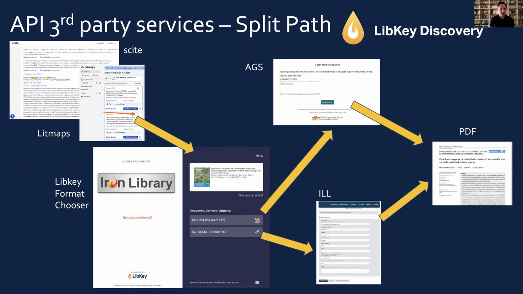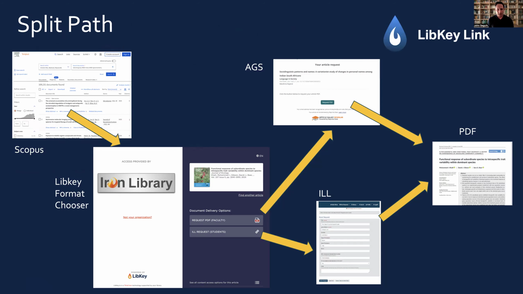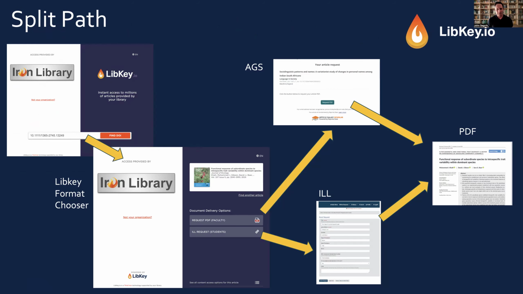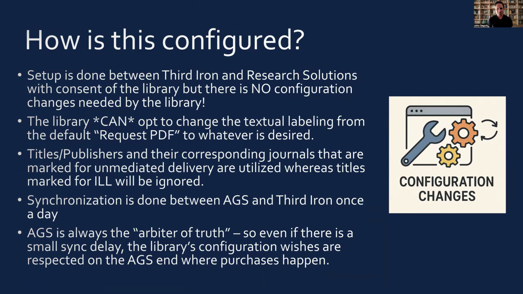You can see that the rest of these examples look exactly the same as the first one for the split path. So here we are in Scite and Litmaps, same thing. We go to the format chooser and it gets split out. LibKey Link, my Scopus example, gets split out. And in Nomad, split out again. And finally with LibKey.io, you can see it gets split out.